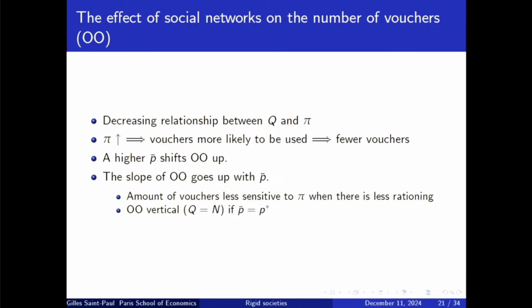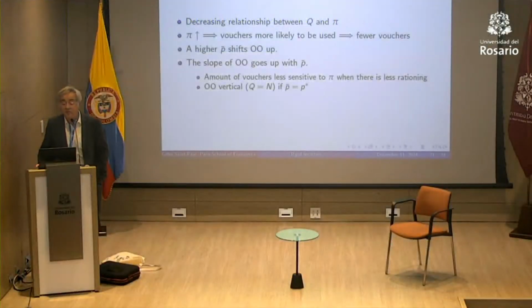with P bar. Okay, so that means that the number of vouchers is less sensitive to the intensity of the social network when there is less rationing. Okay, and when there is zero rationing, everybody buys whatever they want in the first stage, and so you issue n vouchers no matter what, and the social network plays no role.